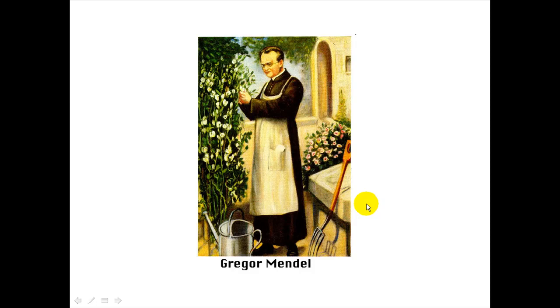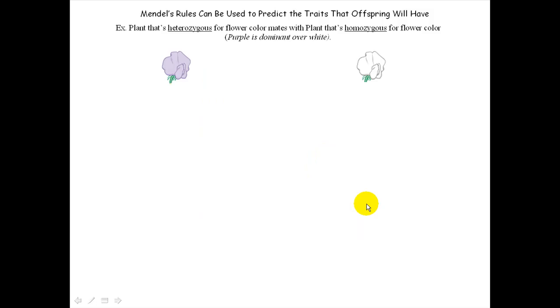But for now, we'll show you how you can go about making those predictions as far as what traits offspring are going to have. To show you how to do that, we'll look at a couple of examples. Here's the first example. Say that there is a plant that's heterozygous for flower color, and it mates with a plant that's homozygous for the recessive flower color. I forgot to write recessive, but that should say homozygous for the recessive flower color. And it turns out that purple color is dominant over white.